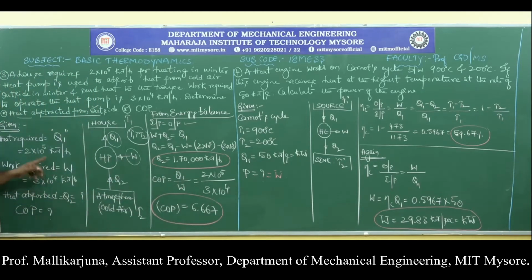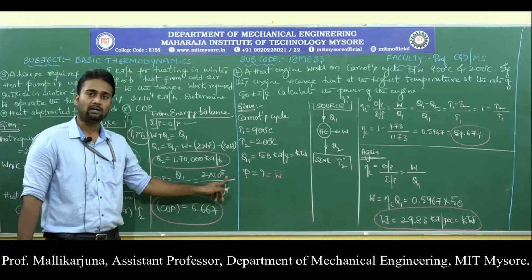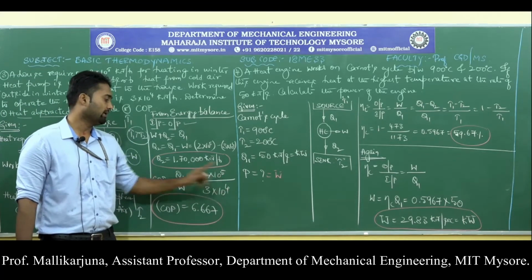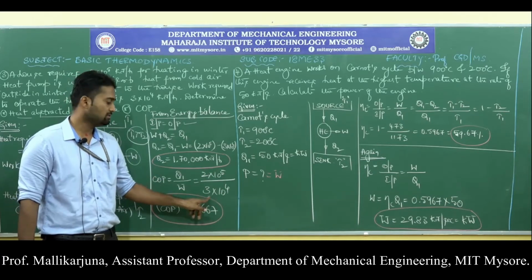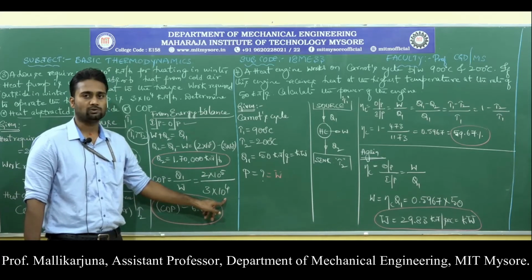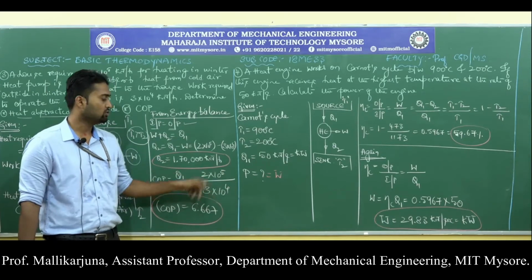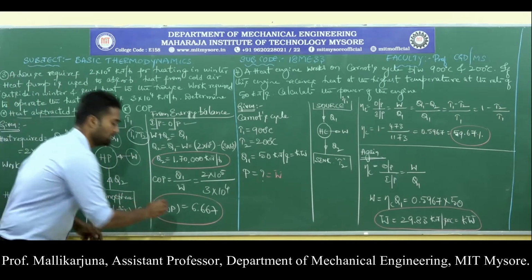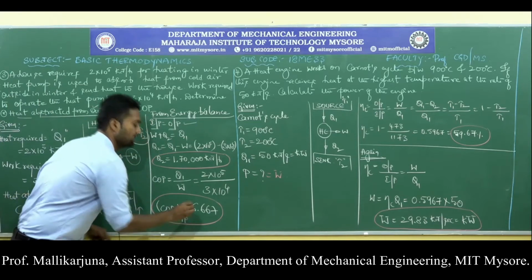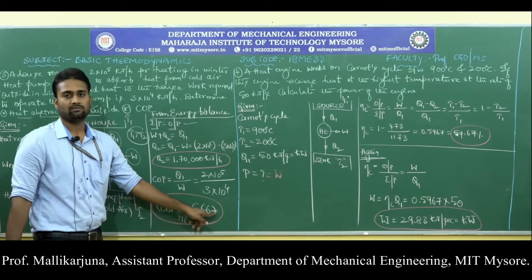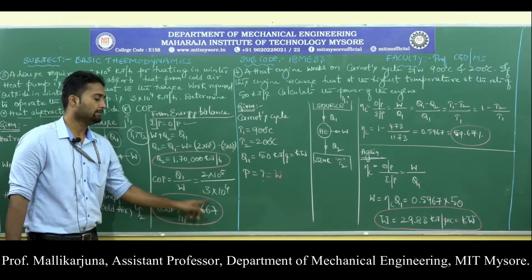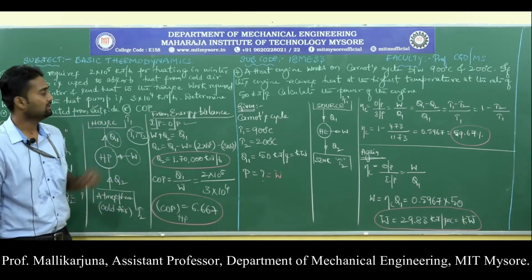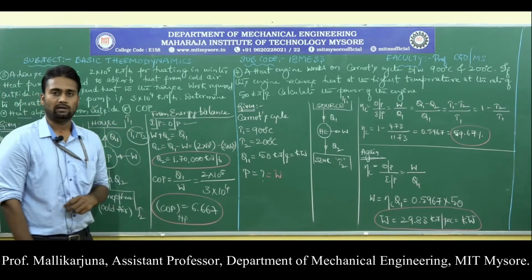They have mentioned it, 2 into 10 to the power of 5 kilojoules per hour. That I have denoted in the numerator. And work given to the machine is 3 into 10 to the power of 4 kilojoules per hour. Both are in the same units, so they cancel out each other. I have got the COP of the given heat pump as 6.667. That means this is the capacity with which the heat pump is working.